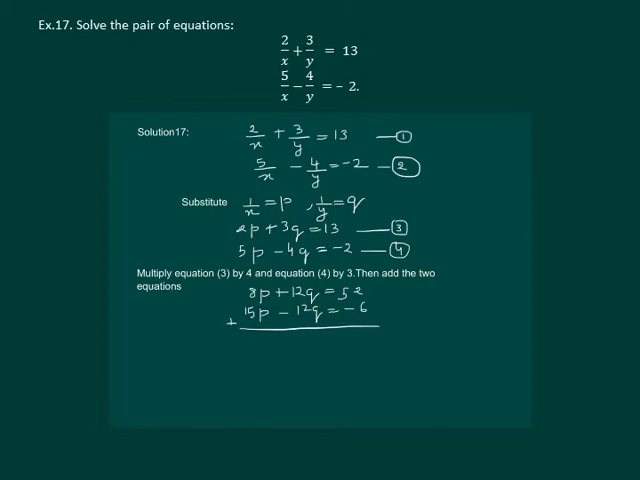While adding, the signs don't change. We eliminate q and we are left with 23p equal to 46. We get p equal to 46 by 23, and 23 2 times will give us 46. So we have got p equal to 2 as one of the values. Now we can substitute p equal to 2 in equation 3 or equation 4 to find the value of q.